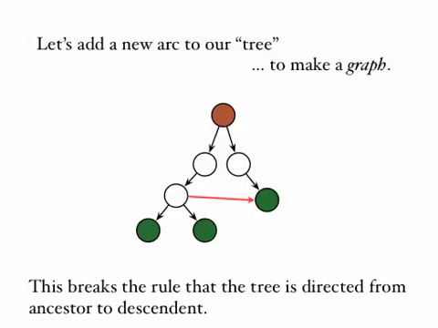Now, if I wanted to, I could of course add a new arc to the tree. Here you can see a new arc indicated in red, travelling from what was an internal node to what was a leaf node. Now this makes a graph. It breaks the rule that the tree is directed from ancestor to descendant, and in actual fact, the leaf node over on the right now has two parents, which is illegal in a tree. In a tree, each node can only have a single parent. It can have more than one child if it likes, or possibly no children.